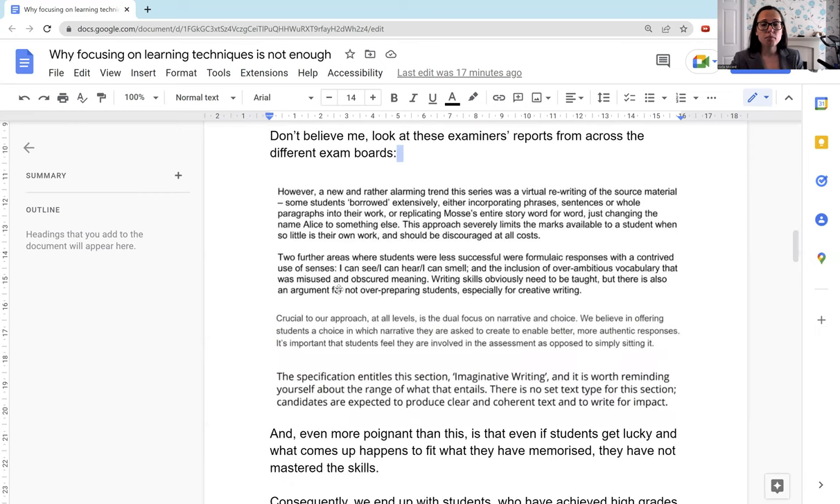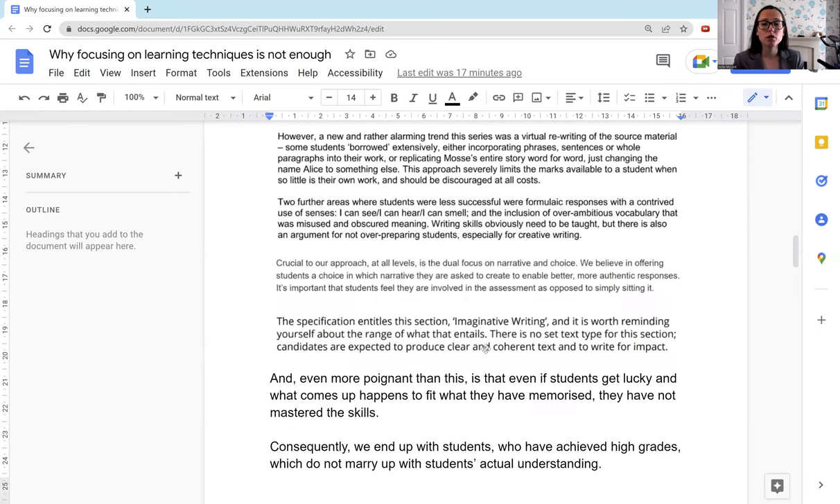And then here, this is from OCR: crucial to our approach at all levels is the dual focus on the narrative and choice. We believe in offering students a choice in which narrative they are asked to create to enable better, more authentic responses. And that's the key word, authentic. Authentic means original. They want to hear your child's voice. They want to know that your child is able to write deliberately and impactfully. Okay, drawing on their experiences, yes. Drawing on what they've learned and all the practice that they've had, sure.